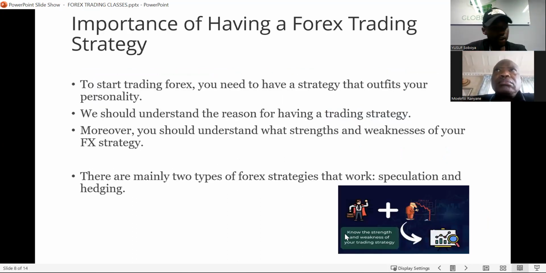Okay, now we're jumping in on the Forex trading strategies. The importance of having a Forex trading strategy. To start trading Forex, you need to have a strategy that actually fits your personality. We should understand the reason for having a trading strategy. Moreover, you should understand the strengths and the weaknesses of your Forex strategy. There are mainly two types of Forex strategies that work: speculation and hedging.